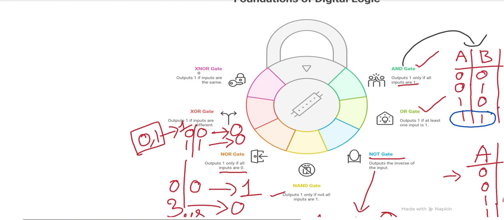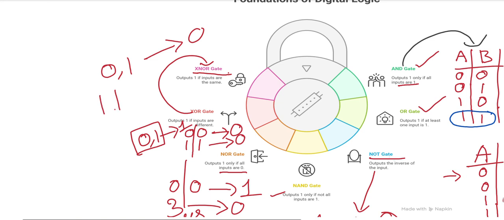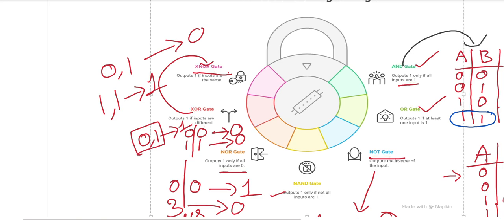Okay. XNOR is the gate which is the opposite of the XOR gate. That means vice versa. In XNOR gate, what happens? The inputs 0 comma 1 will become 0, whereas if both the bits are the same, it will result in 1. Simple, right? Okay.